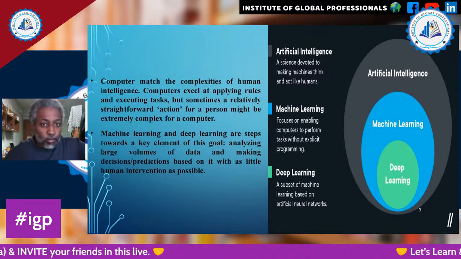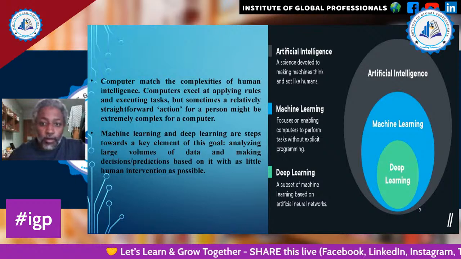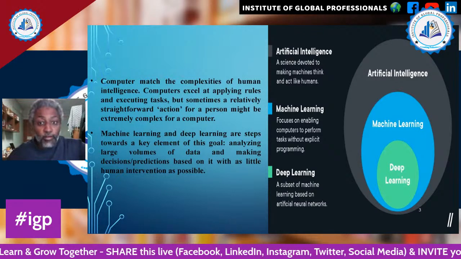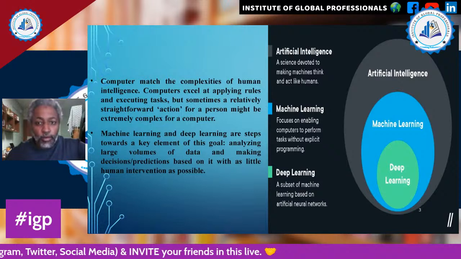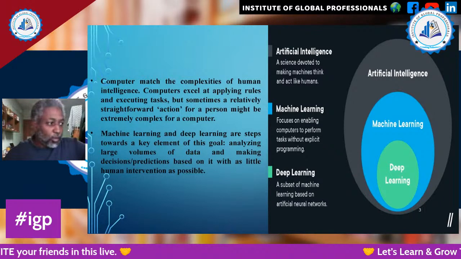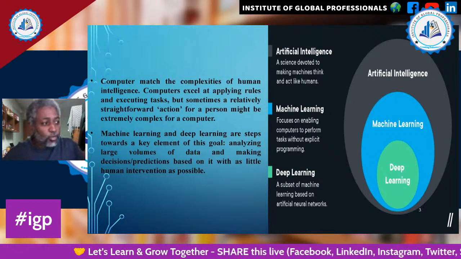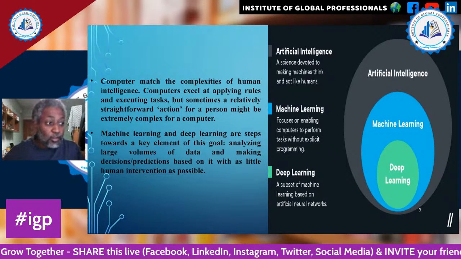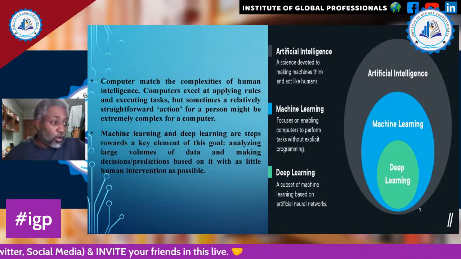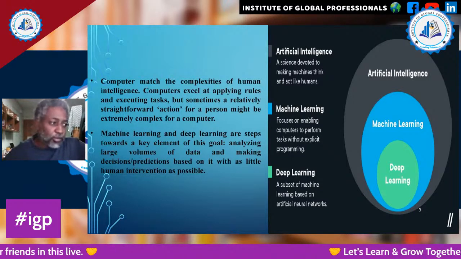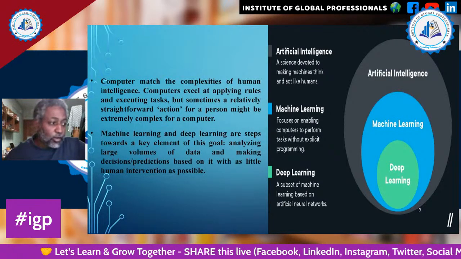So now, in artificial intelligence, an example is carrying a tray of drinks through a crowded bar and serving them to the correct customer, which is something servers do every day. But it is a complex exercise in decision making, based on a high volume of data being transmitted between neurons in the human brain. When we're talking about machine learning and deep learning, the computer must match the complexities of human intelligence. Computers excel at applying rules and executing tasks, but sometimes a relatively straightforward action for a person might be extremely complex for a computer. Machine learning and deep learning are steps towards a key element of this goal: analyzing large volumes of data and making predictions based on it with as little human intervention as possible.